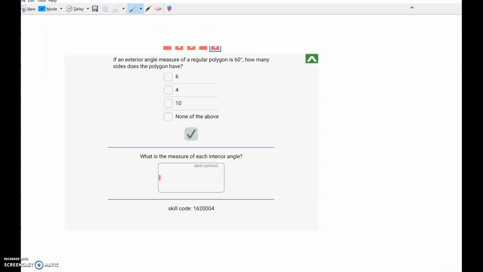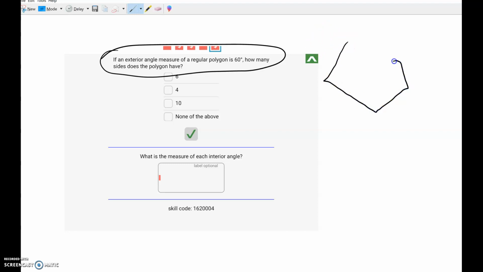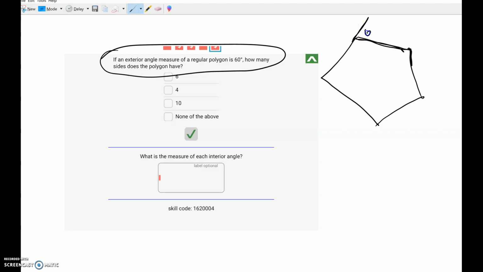If an exterior angle measure of a regular polygon is 60, how many sides does it have? Let's say this is our polygon. Let me connect it for those of you that say it's not a figure because it's not connected. This angle outside is 60. You could easily find the measure inside, but that's not going to help because we don't know what the whole interior sum is, and we don't know how many sides it has.